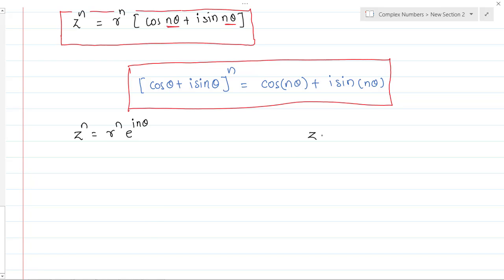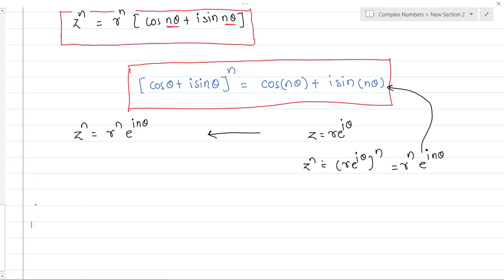Because z is equal to r e raised to power i theta. So z to the power n becomes r e raised to i theta to the power n. So this becomes r raised to power n e raised to power i n theta. This e raised to power i n theta is nothing but cos n theta plus i sin n theta. Is it okay? Everyone, is it okay? Perfect.